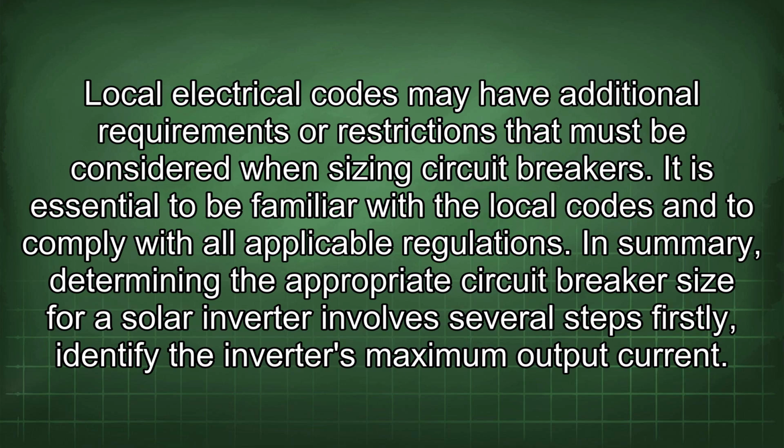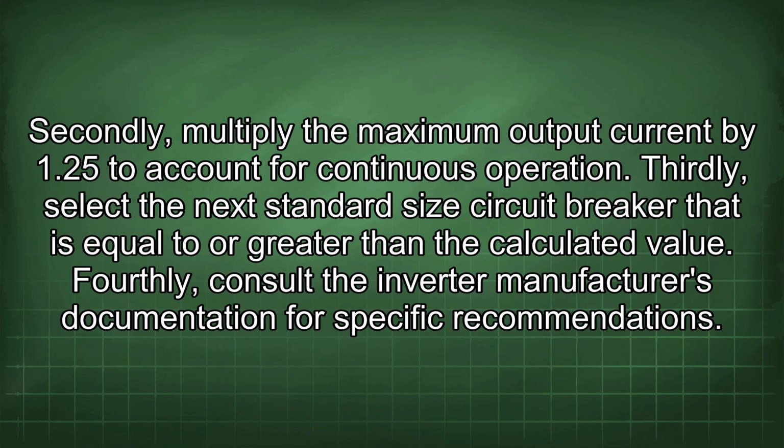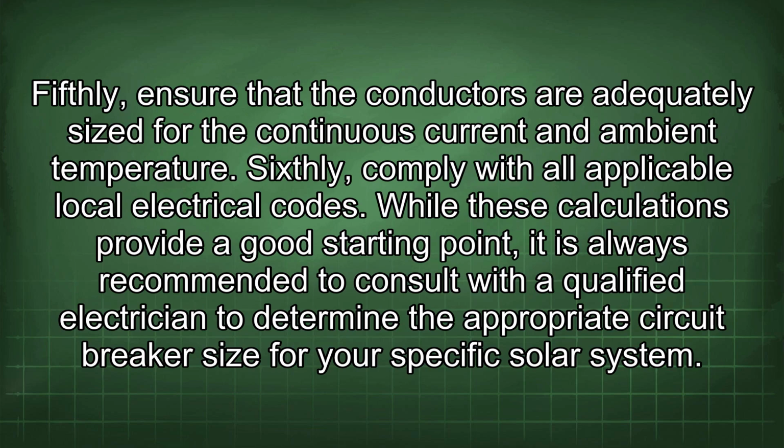In summary, determining the appropriate circuit breaker size for a solar inverter involves several steps. Firstly, identify the inverter's maximum output current. Secondly, multiply the maximum output current by 1.25 to account for continuous operation. Thirdly, select the next standard size circuit breaker that is equal to or greater than the calculated value. Fourthly, consult the inverter manufacturer's documentation for specific recommendations. Fifthly, ensure that the conductors are adequately sized for the continuous current and ambient temperature.